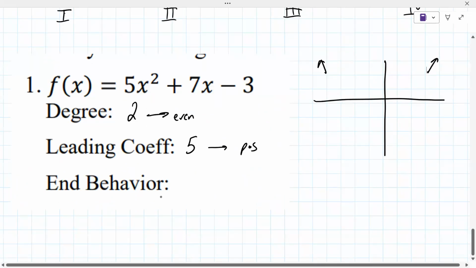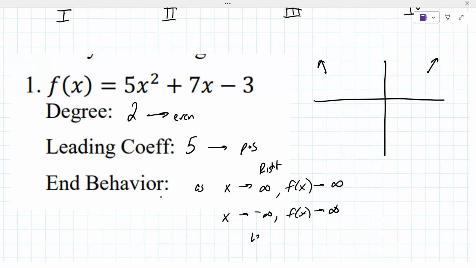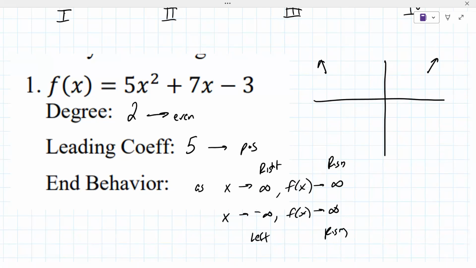Then what is the end behavior? So as x goes to infinity, or you could say to the right, f of x goes to infinity. As x goes to negative infinity, to the left, f of x goes to infinity. I'm okay with words like right, left, rising. I'm okay with that too. Any questions on that before I give you one to try on your own? I think I get it.